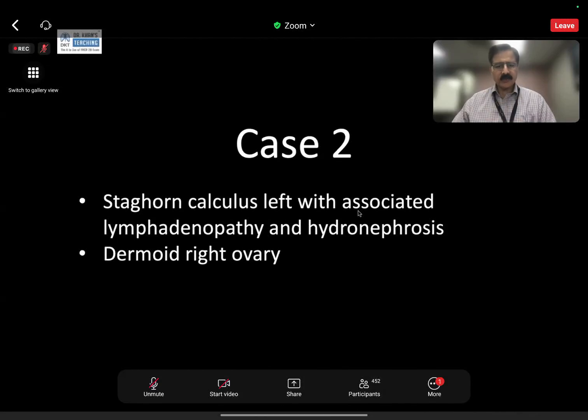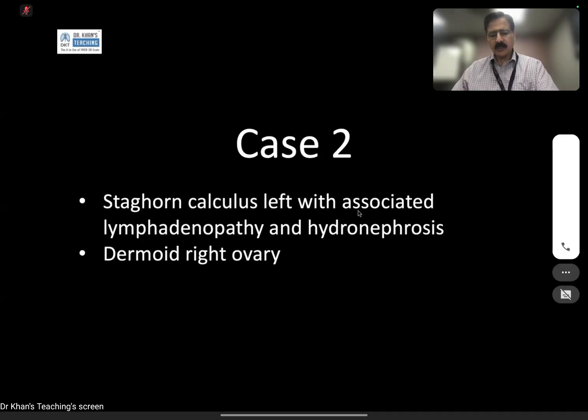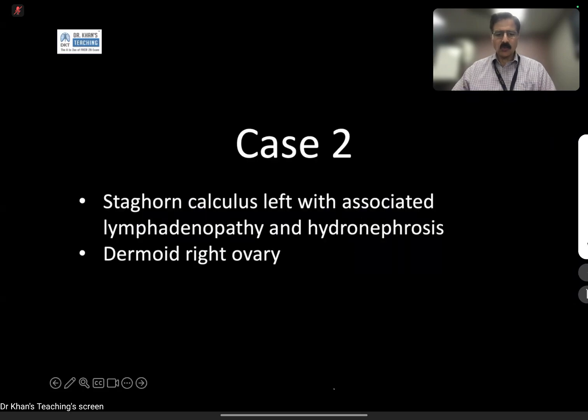Again, calculus left, associated lymphadenopathy, hydronephrosis, dermoid right ovary. So it was well picked up, but ultrasound is not at all a very specific modality. You can never be sure on ultrasound what this is. Particularly in UK, we do MRs for this, and the correct answer is ask for an MR.